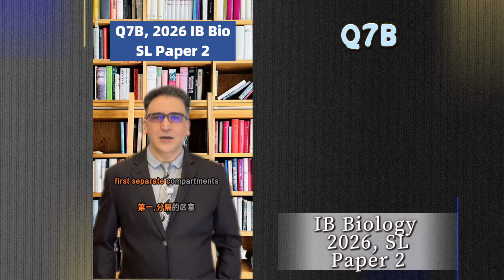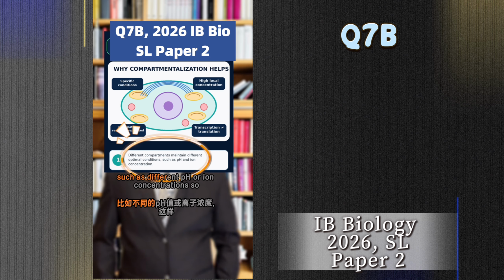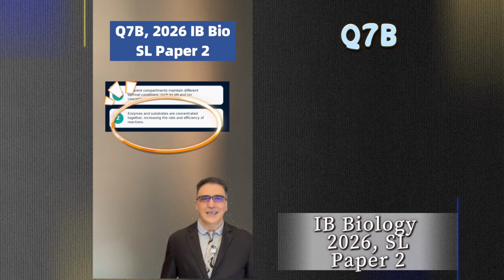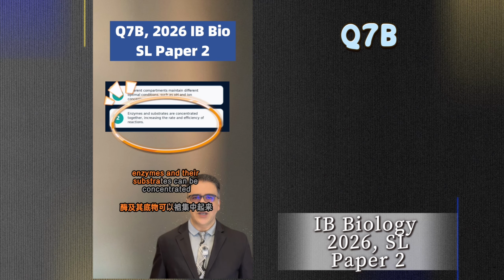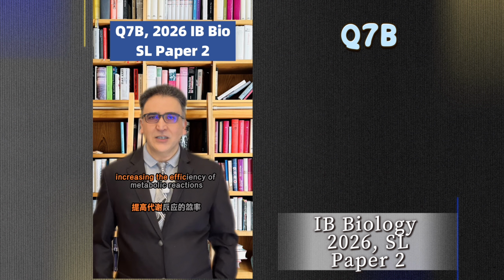First, separate compartments can maintain different conditions, such as different pH or ion concentrations, so each reaction can occur under optimal conditions. Second, enzymes and their substrates can be concentrated together, increasing the efficiency of metabolic reactions.